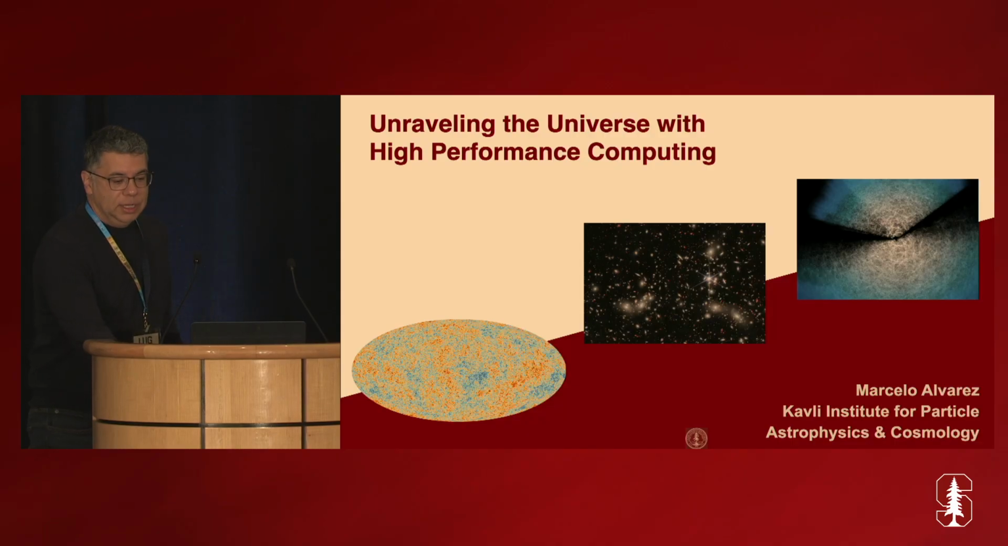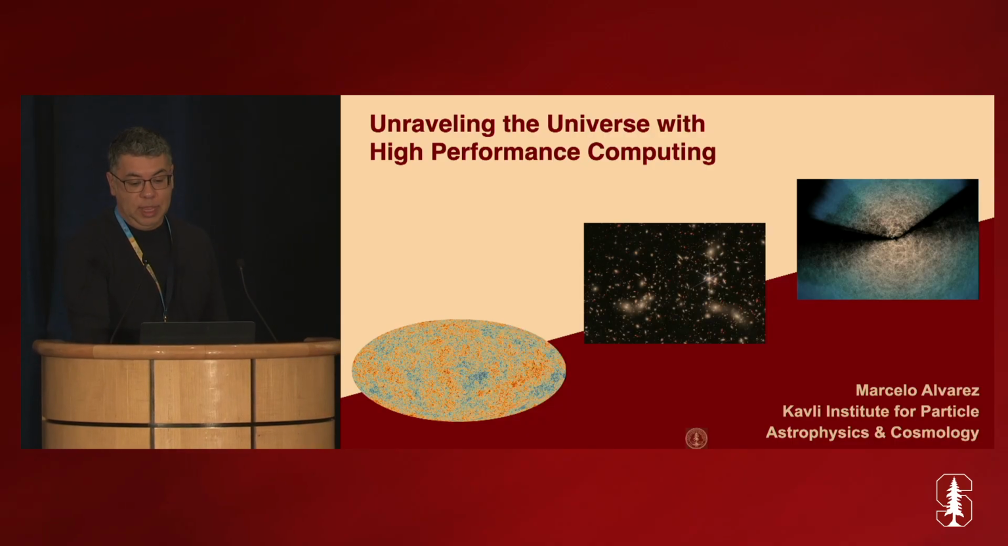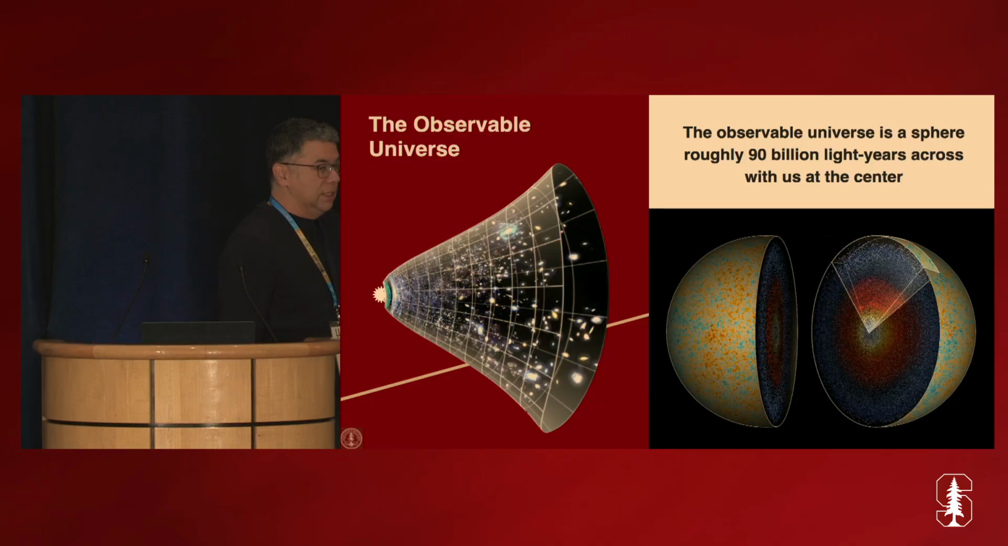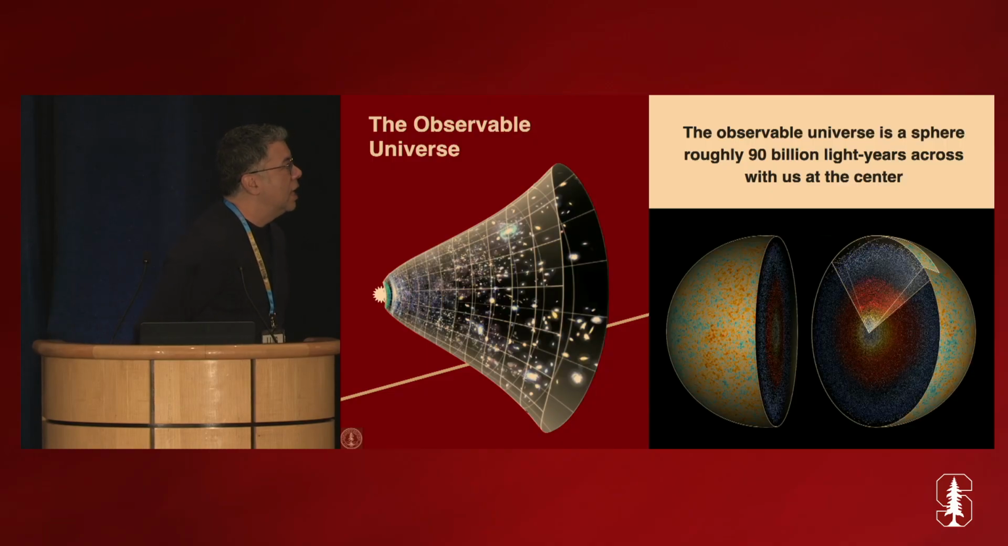Anyhow, I'd like to tell you about large-scale structure and how we use high-performance computing. So let me give you a little primer on our research. First of all, just to give you the big picture, the observable universe is a sphere roughly 90 billion light years across with us at the center. At least that's how we look at it. Obviously, that's the observable universe, so we're at the center.